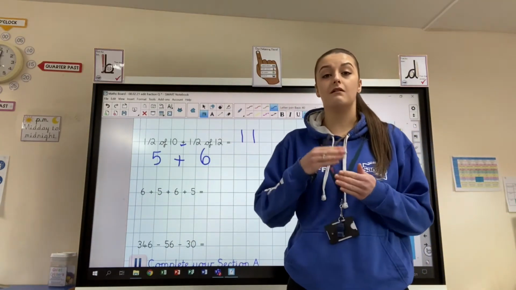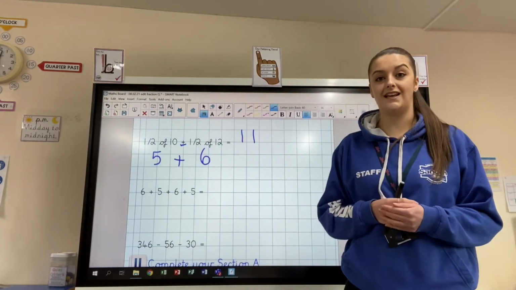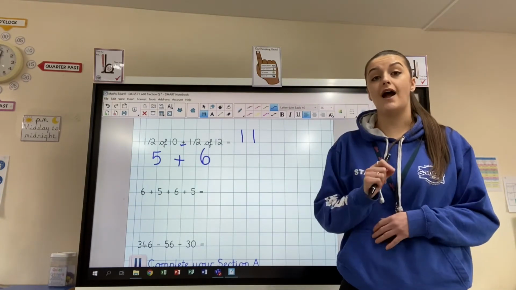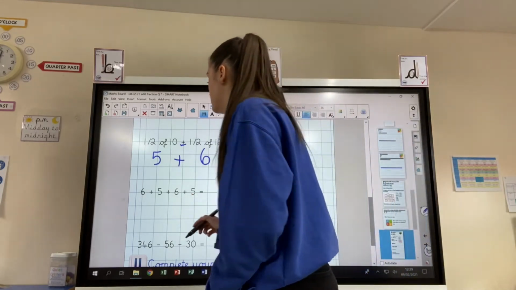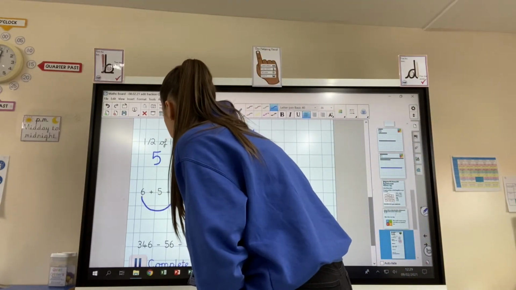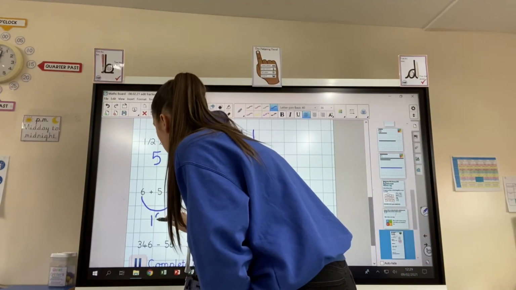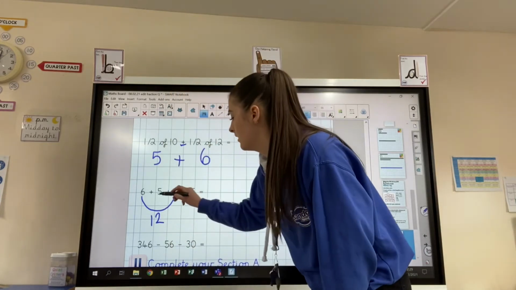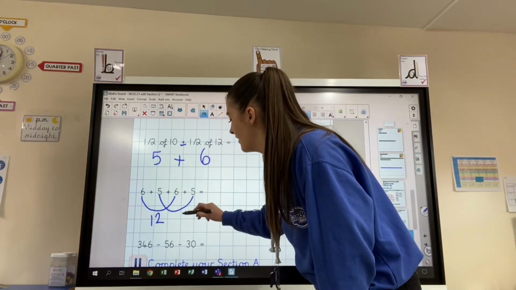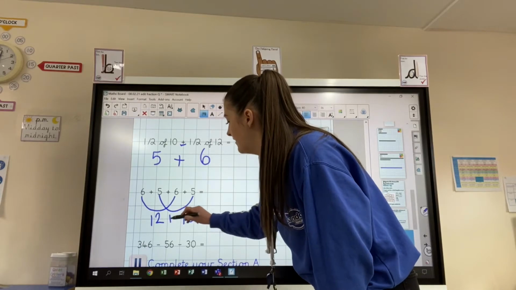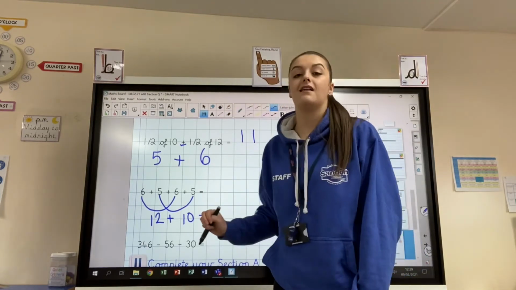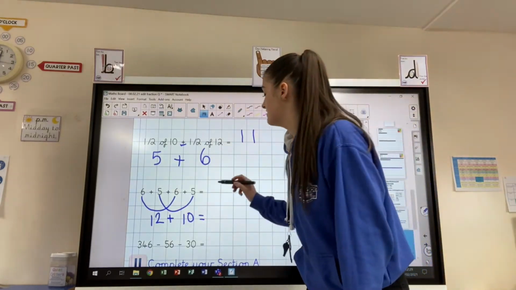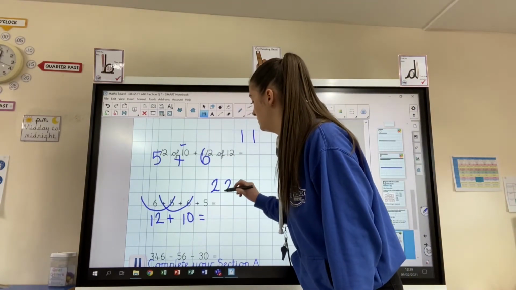But either way, there's going to be multiple steps that you're completing it in, so make sure you keep track of your calculation. So I'm going to do it a slightly different way. I'm going to do 6 add 6, I know that's 12, double 6, and I'm going to do 5 add 5, I know that's 10, and now I need to add those answers together. 12 add 10 is 22. Okay.